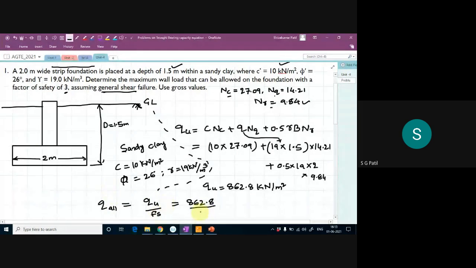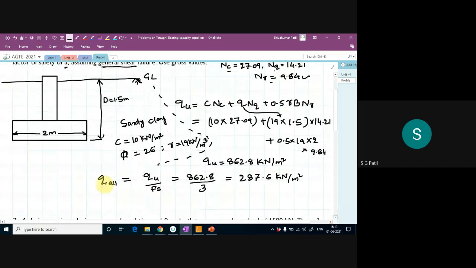Factor of safety is usually assumed as 3. So how much are you getting? Around 287.6 kilonewton per meter square. So this is my Q allowable, this is the intensity. This small q allowable is in kilonewton per meter square.